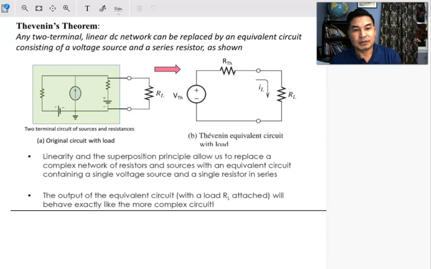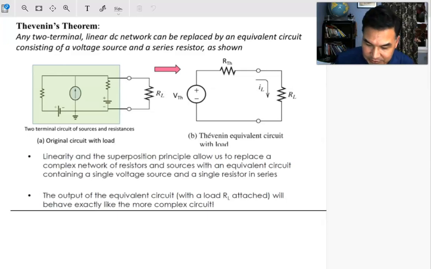This theorem is based on linearity and the superposition principle, which allows us to replace a very complex network of resistors and sources with an equivalent circuit containing just a single voltage source and a single resistor in series, as shown in the diagram. Thevenin's theorem simply says this: any two-terminal linear DC network can be replaced by an equivalent circuit consisting of a voltage source and a series resistor, as shown in the figure.